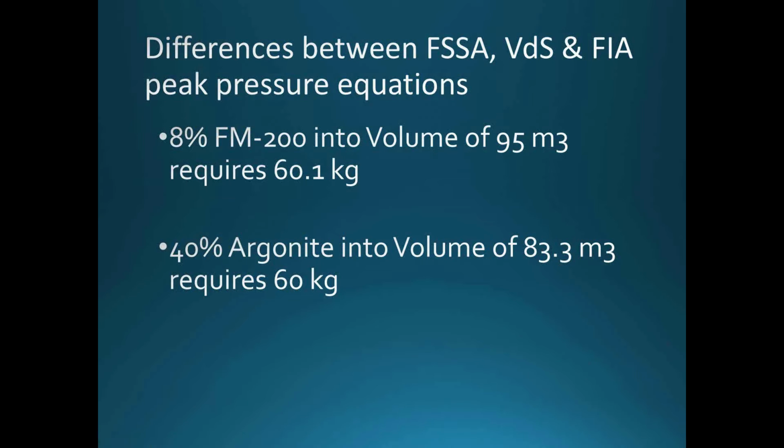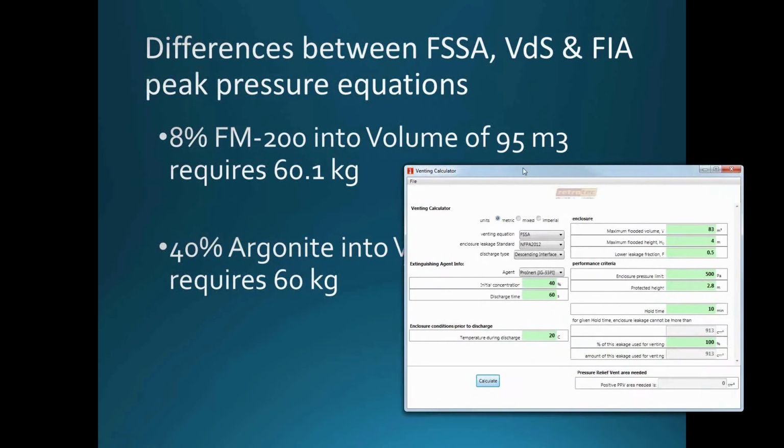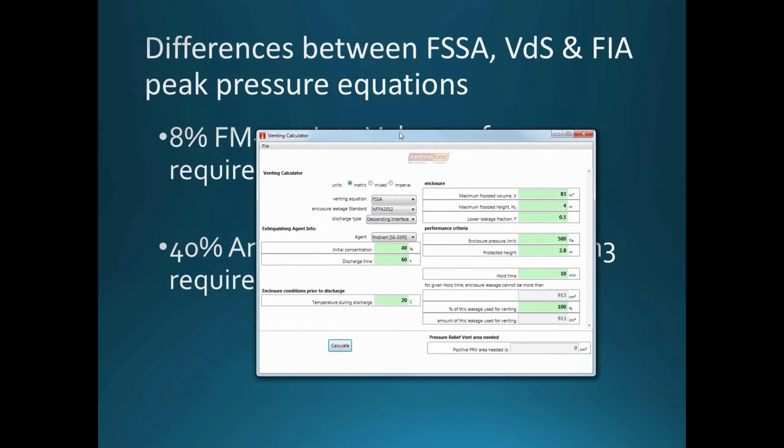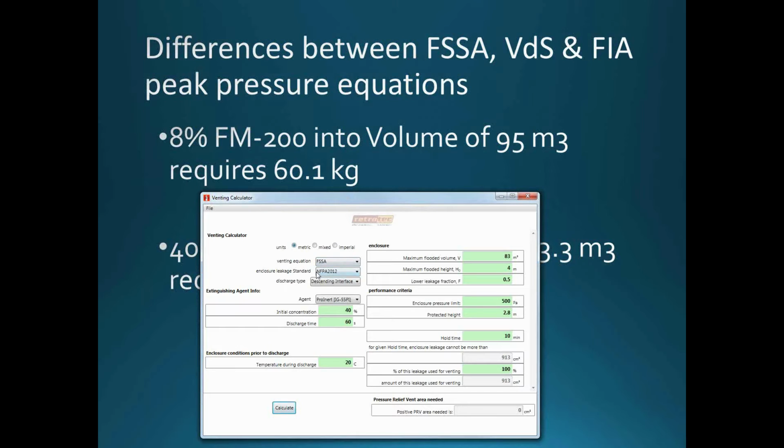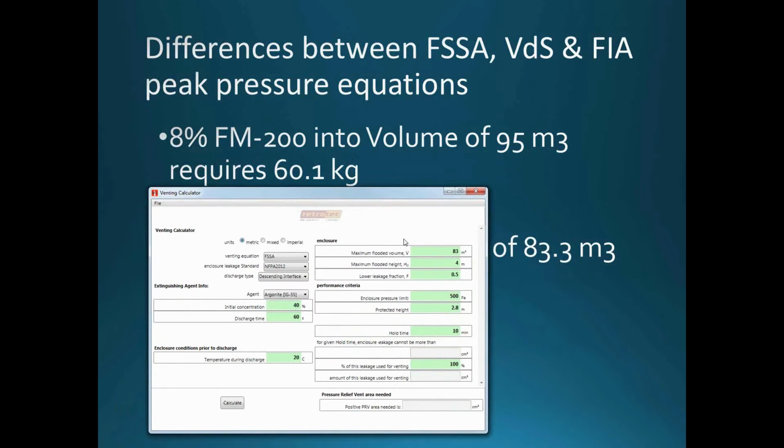But let's take a look at what that looks like on our calculator, and just drag that onto the screen here. So the first one that we're going to put on here is FSSA. We're using the NFPA equations, and we're going to put, let's say, argonite in here at 40% discharge for 60 seconds into an 83 cubic meter enclosure, and we hit calculate, and we get 184 square centimeters of PRB that's needed.